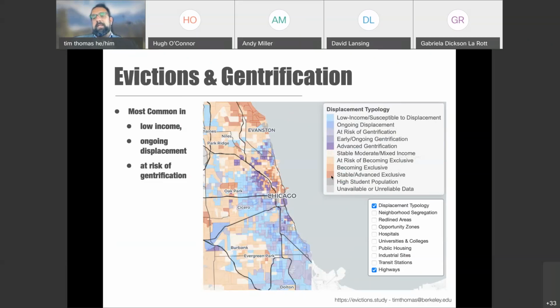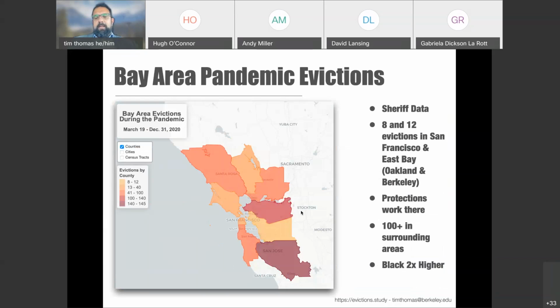We also believe that displacement precedes gentrification. And those are the spaces, particularly low income and areas of ongoing displacement, where you do see a lot of eviction happening. So this goes back to my earlier slide talking about this separation between eviction and displacement that tends to occur. Now, moving quickly, I want to make sure I save time for questions.